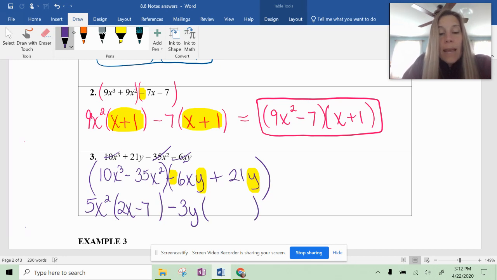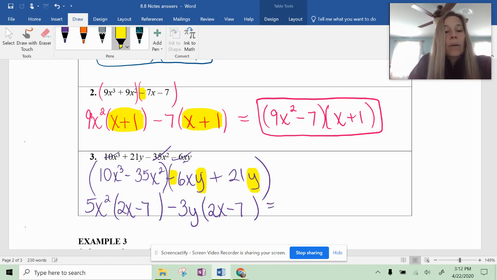So now what is negative 6xy divided by negative 3y? Well, negative 6 divided by negative 3 is positive 2. The y's would cancel if I were dividing, and I would still have an x there. Then 21 divided by negative 3 would be negative 7, and of course the y's would divide, they would cancel. So now, notice I ended up with the same binomial factor here that's repeated.